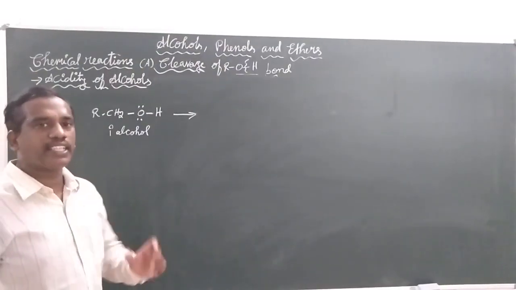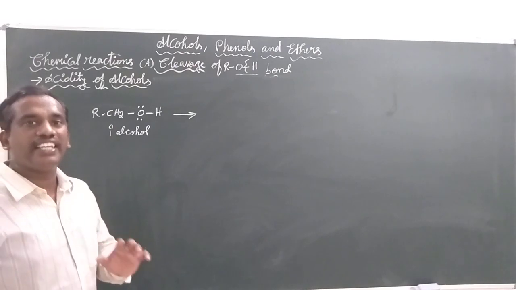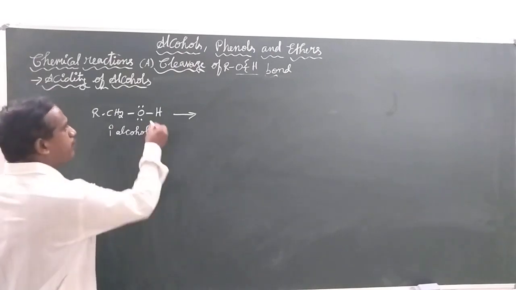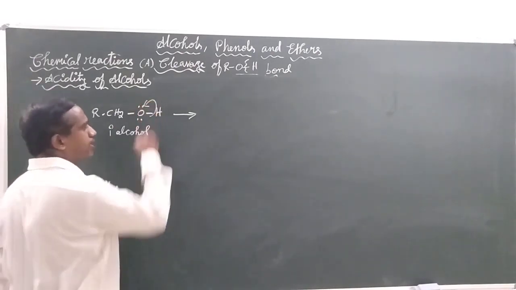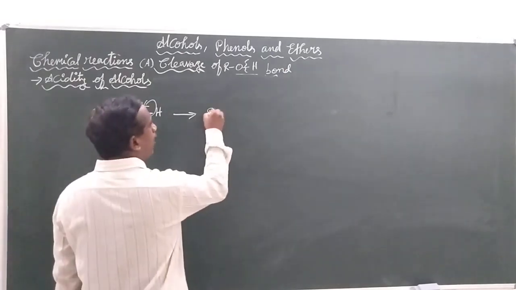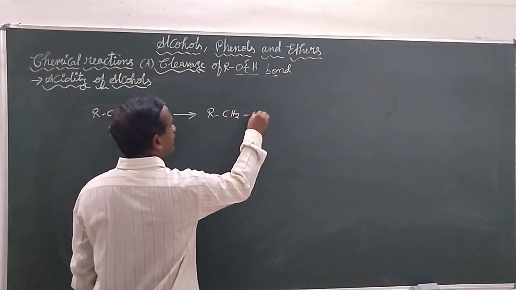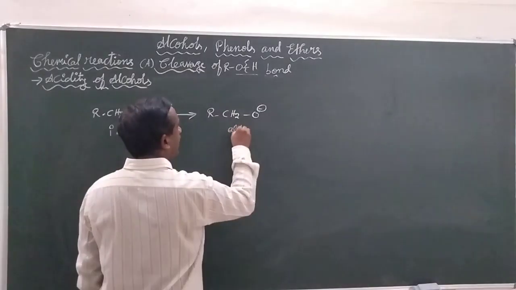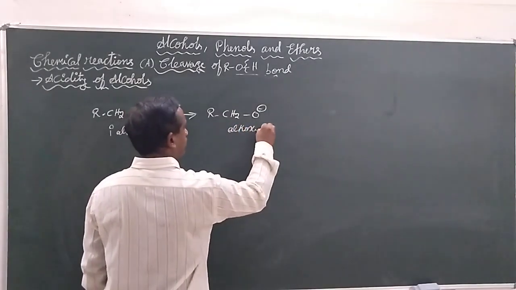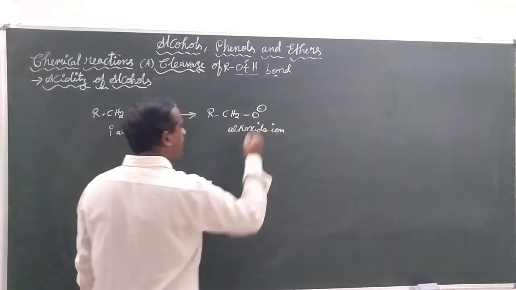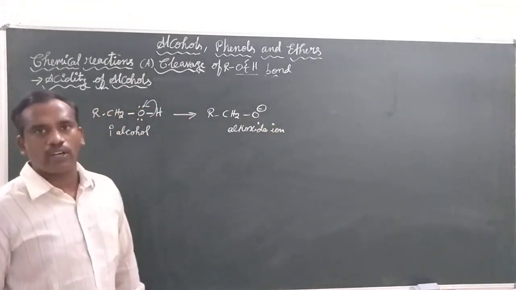So we had already discussed that alcohols are highly acidic in nature, meaning the O-H bond's hydrogen is going to be taken up, leaving the oxygen. So what is going to be formed? They are going to form an alkoxide ion.